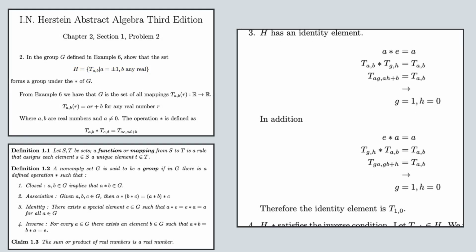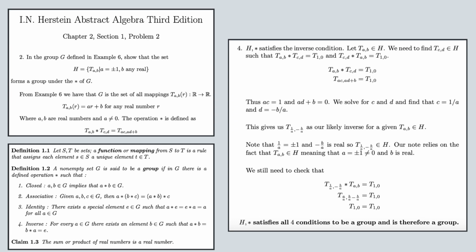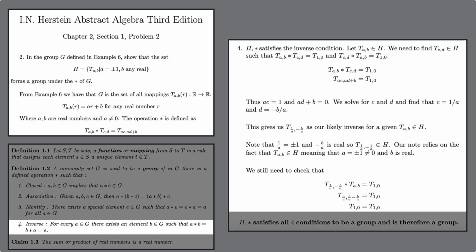Lastly, number 4, does H and star satisfy the inverse condition? So for the inverse condition, given any element in H, so I'm letting our element be T sub A comma B in H, we need to find another element, so I'm going to call that element T sub C comma D, such that left and right multiplication of these two elements gets us back to the identity. Now the identity is always going to come from part 3. The identity element's unique, and here we know it's T sub 1 comma 0. So we just need to solve this equation, and we're solving it for C and D, and then we'll check the other side as well.